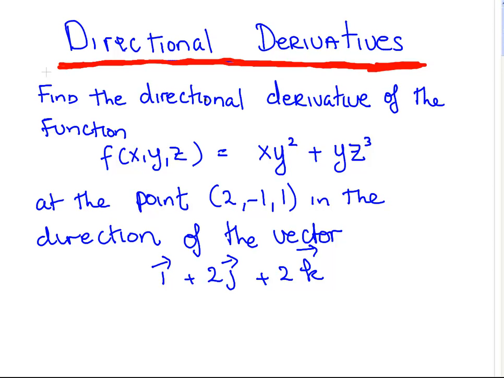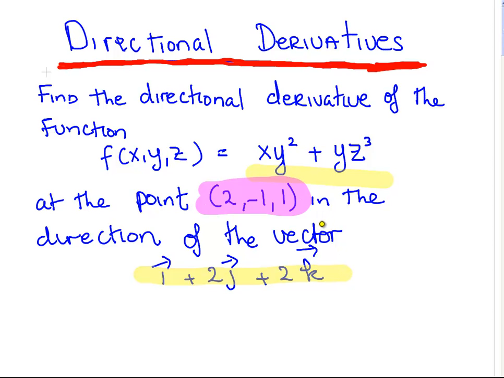Okay, in this question we're going to look at directional derivatives, and this is an example. Find the directional derivative of the function f of x, y, z equals xy squared plus y z cubed, at the point (2, -1, 1), in the direction of the vector i plus 2j plus 2k.